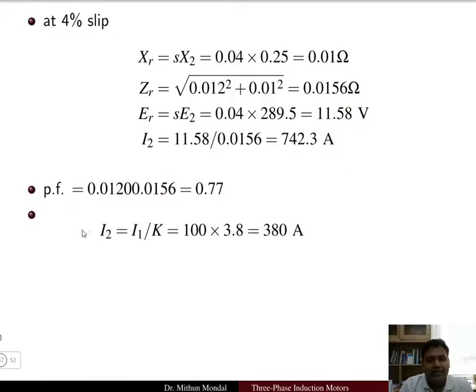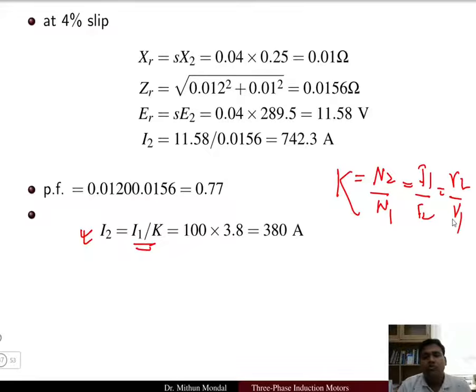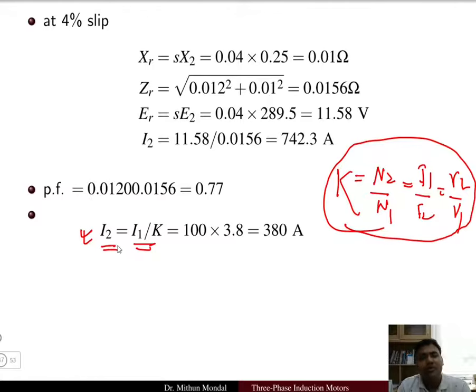Now, the current flowing in the rotor circuit, I2, we will find from I1 by K, because we know that the transformation ratio K is basically N2 by N1, which is equal to I1 by I2, which is equal to V2 by V1. So these relationships of the transformation ratio we can use to find the current flowing in the rotor circuit: I2 is equal to I1 by K.